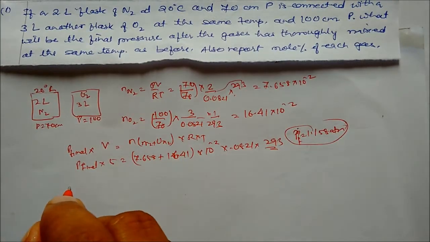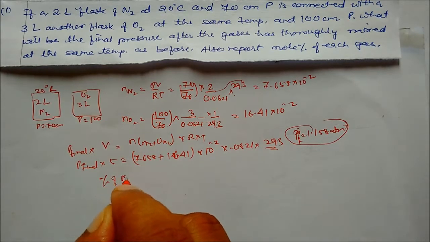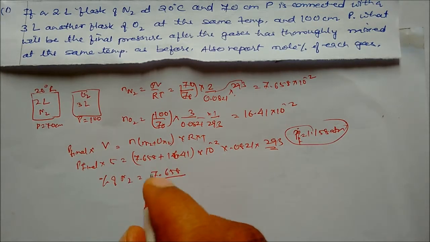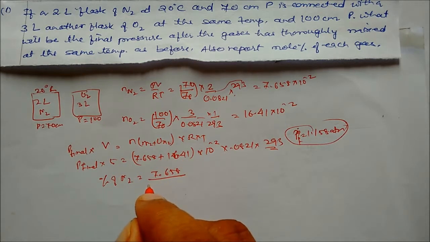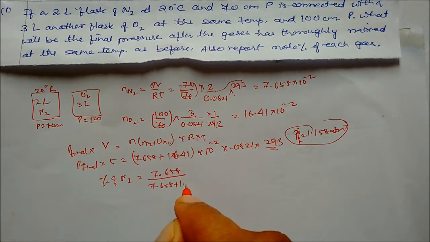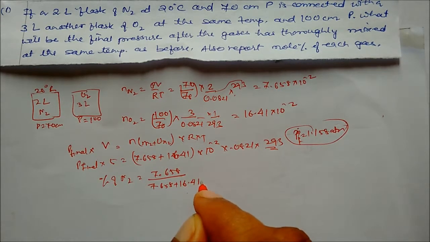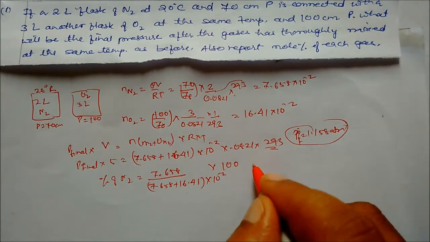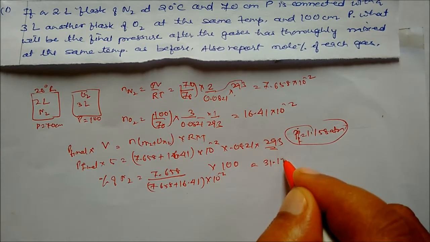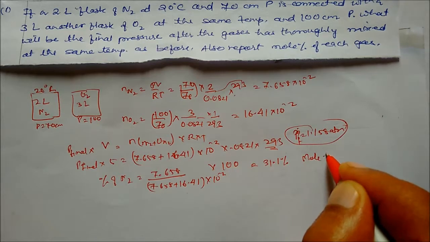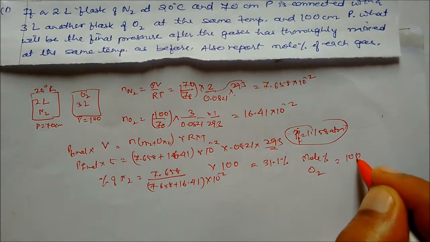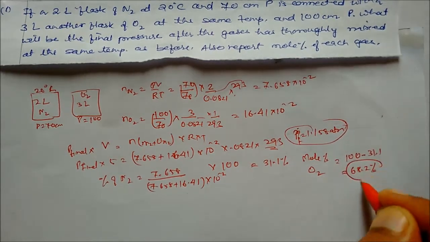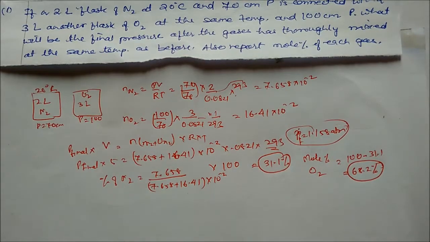Now they are asking the mole percent of nitrogen. The mole percent of nitrogen will be 7.658, which is the moles of nitrogen, divided by 7.658 plus 16.41 into 10 to the power minus 2, and multiplied by 100. If we solve it, we will get 31.8%. And the mole percent of oxygen will be 100 minus 31.8, so we get 68.2 mole percent. This is the mole percent of nitrogen and oxygen.